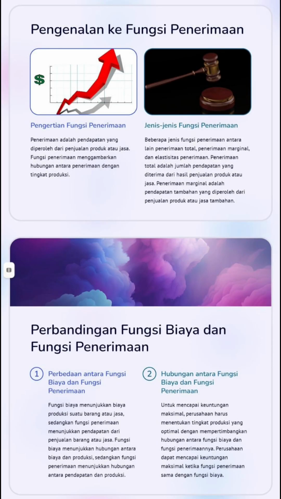Introduction to revenue function. Understanding the revenue function. Revenue is income obtained from the sale of products or service. The revenue function describes the relationship between revenue and production level. Types of revenue function. Several types of revenue function include total revenue, marginal revenue, and revenue elasticity.